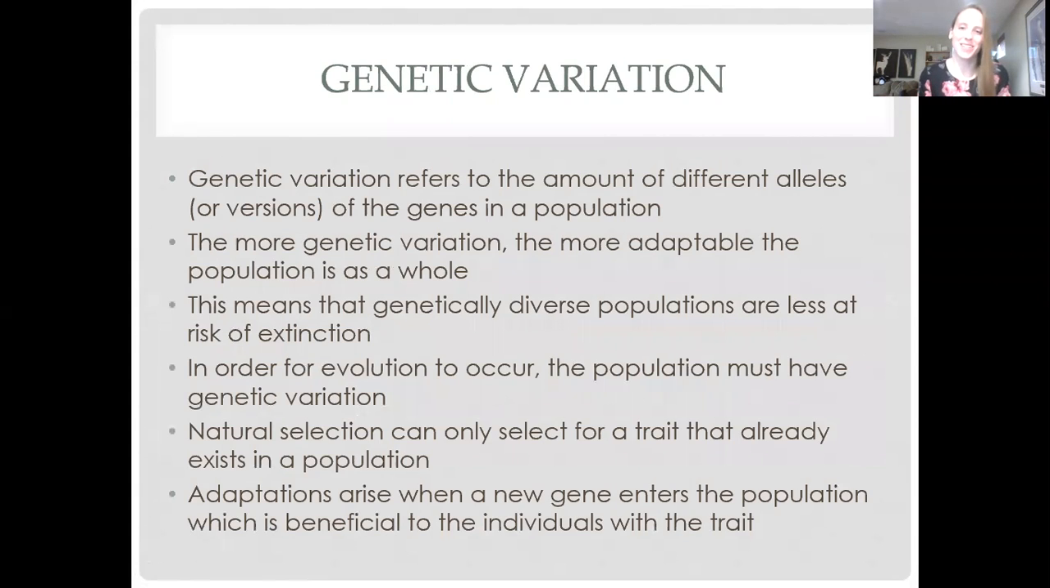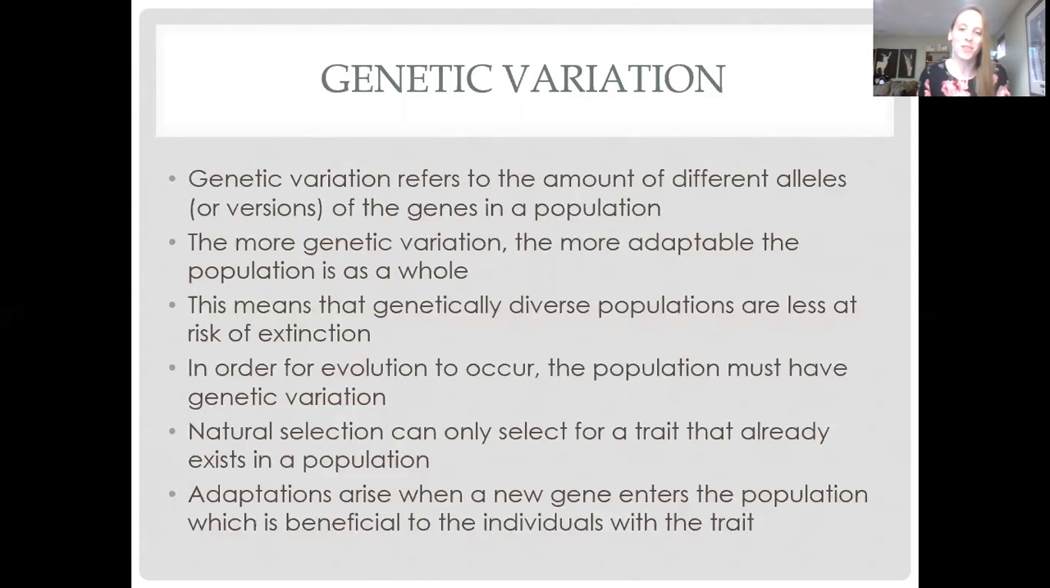So genetic variation is just the amount of different alleles of genes in a population. And an allele is just the different versions of a gene. So for example, if we're talking about the gene for eye color, you can have the blue allele or the brown allele. The more genetic variation, the more adaptable that population is as a whole, which means that it's less likely to go extinct.